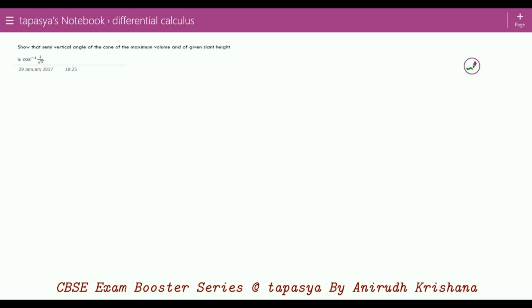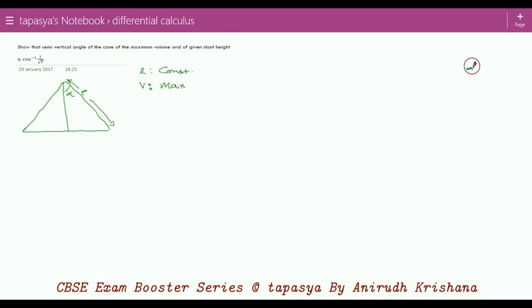So first of all, I represent this situation with a figure. Say this is the cone, and the semi-vertical angle of this cone is, suppose, alpha, and the slant height of the cone is fixed. I consider this as L. So this is the slant height. This is not variable, this is constant. So I write here that L is constant, and you have to maximize the volume.